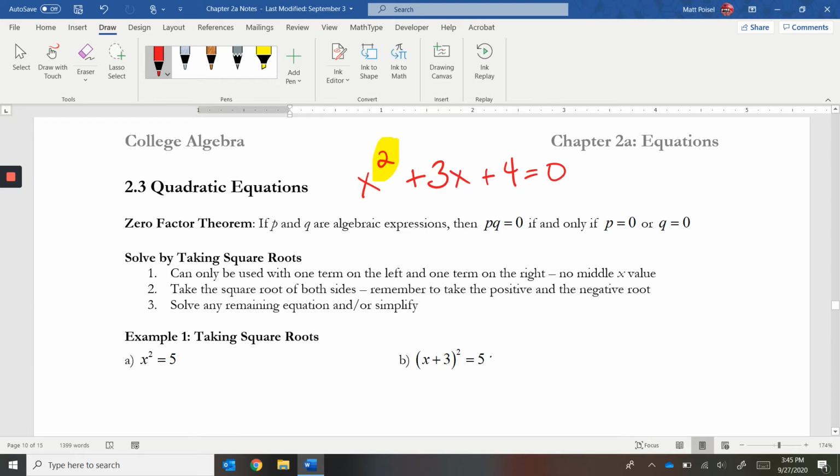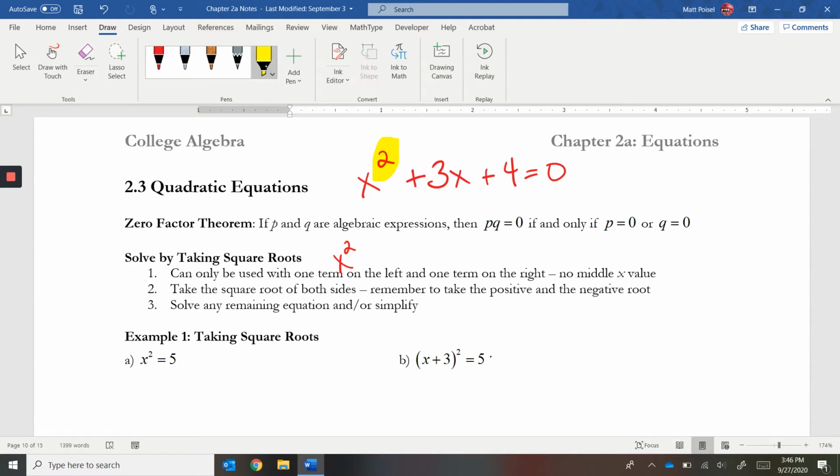But first we're going to look at this little section about how to solve taking square roots. Now, this is just a tiny little section, and it is helpful in certain situations. Now, there's one thing that you have to be really careful of. It can only be used when there's one term. So usually that's going to be the something x squared on the left, and then something else on the right.